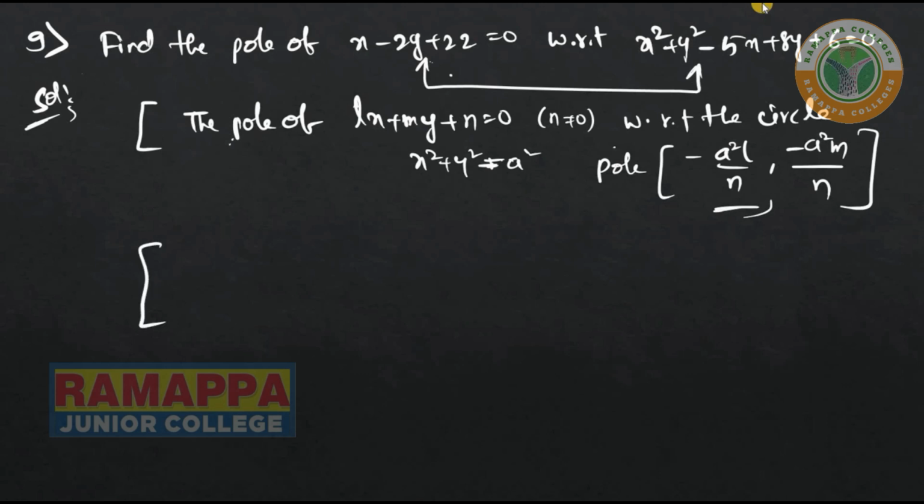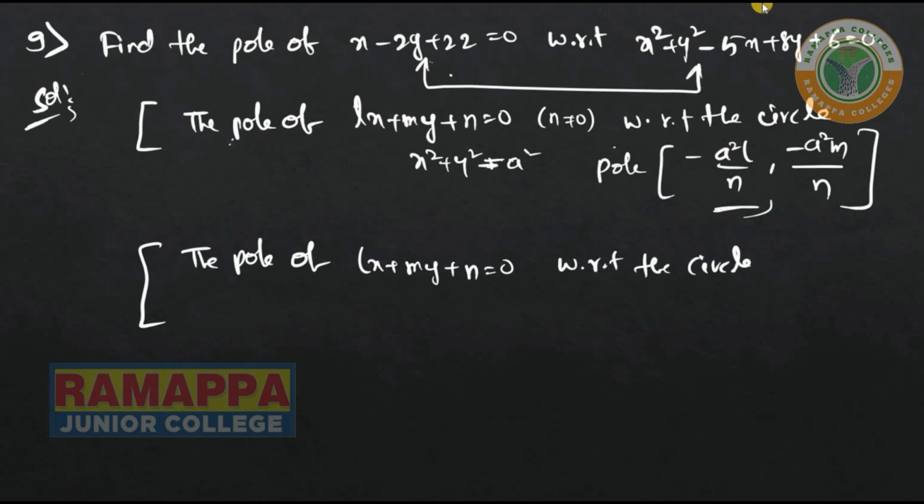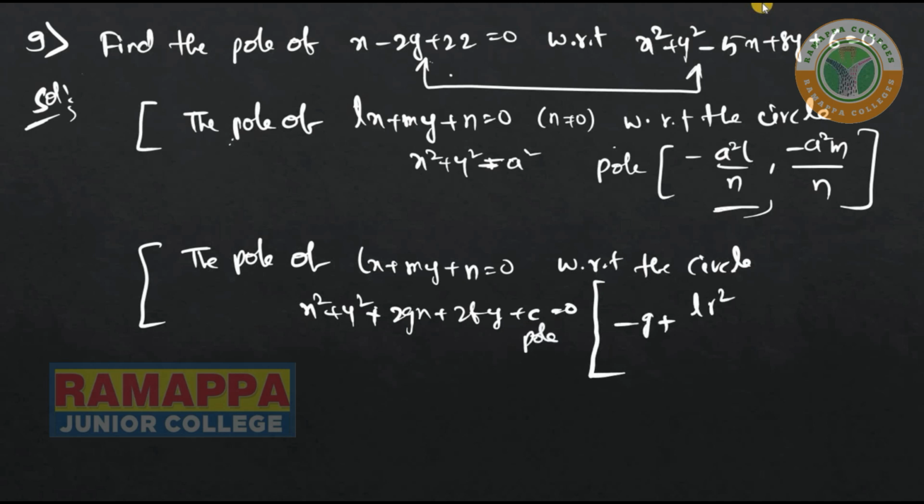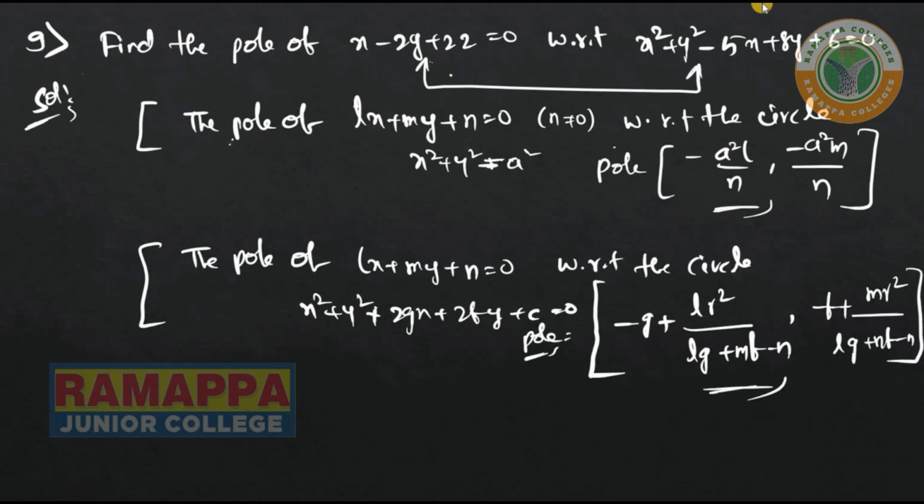Now another formula is there here. Okay, so with this one, the pole of Lx plus My plus n is equal to 0, where n is not equal to 0, with respect to the circle, what is the circle here? x square plus y square plus 2gx plus 2fy plus c is equal to 0, no. So for this we get the formula of minus g plus L r square divided by Lg plus mf minus n, comma minus f plus m r square divided by Lg plus mf minus n. This is the pole we have to find here. So these are the two formulas where we have to substitute the values.